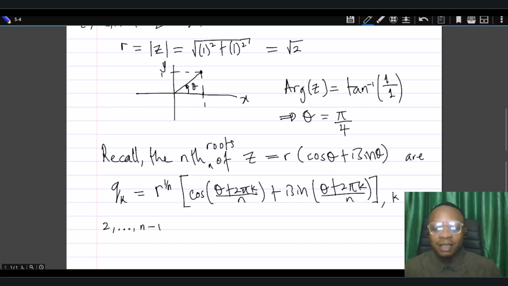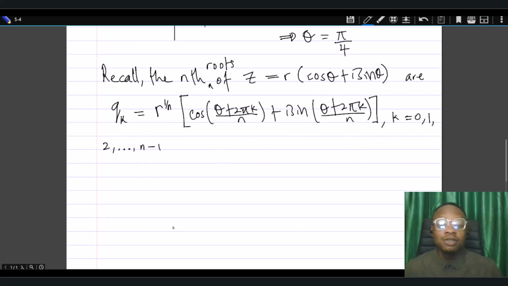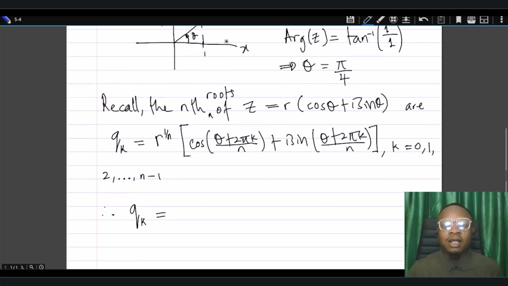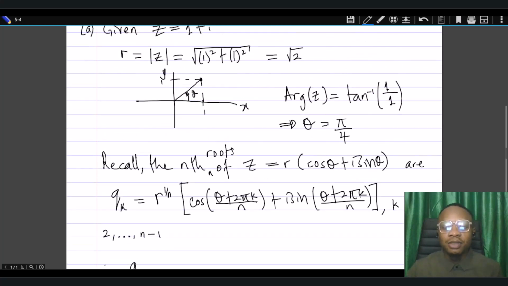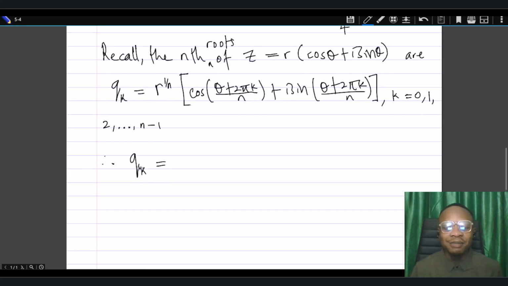Okay, and k will vary from 0 to n minus 1, so that we obtain all the nth roots of the complex number z. So contextualizing this, for the problem we have at hand, q sub k is the square root of the given complex number z, whose modulus and argument we found up there.